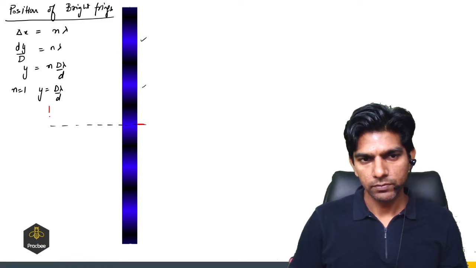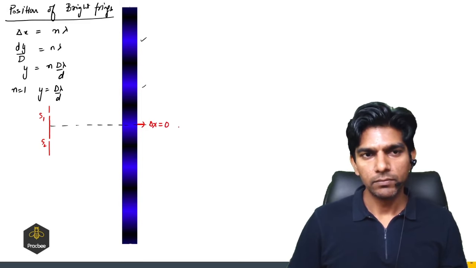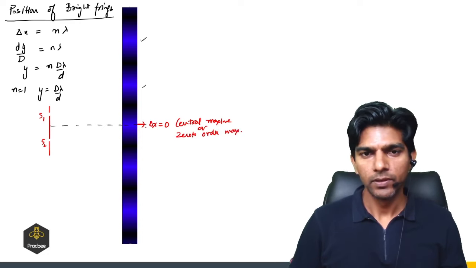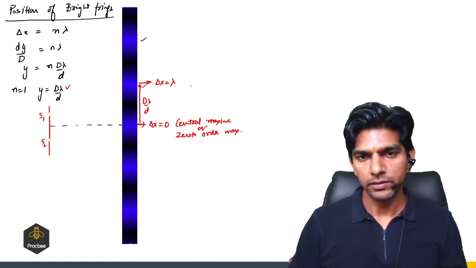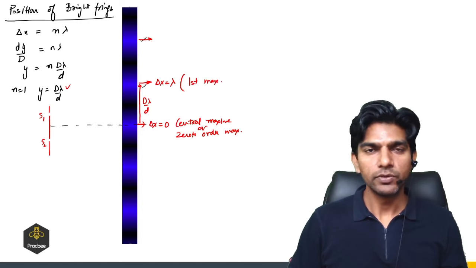So at this, these are the sources S1, S2. At this point delta x is 0, and it is known as central maxima or 0th order maxima. Similarly, at this is the first maxima. At this, the delta x will be lambda. So if delta x is lambda, then y will be capital D lambda by small d, that we have just calculated. And this is basically the first maxima, or you can say first order maxima.